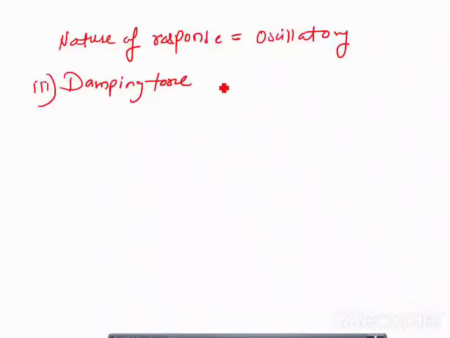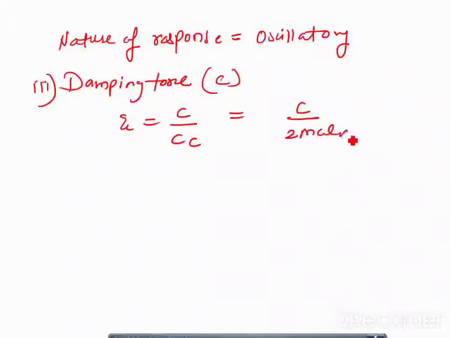So damping force is nothing but you have to find out the damping constant C. You know that zeta is equal to C upon Cc, right? So zeta is equal to C upon Cc, and now we know that this is equal to C upon 2m into omega n, right? 2m into omega n. Now we know zeta.